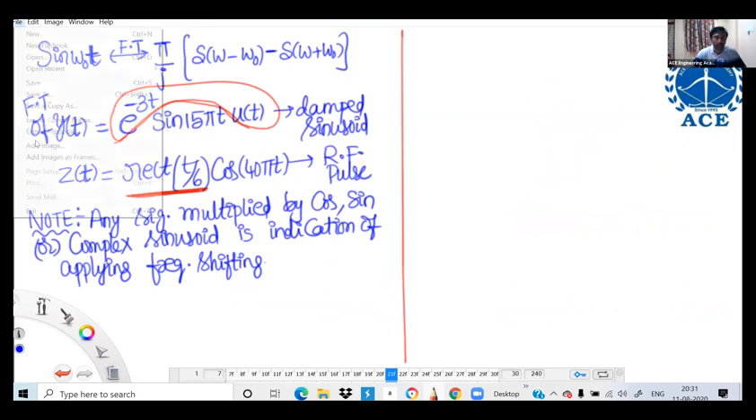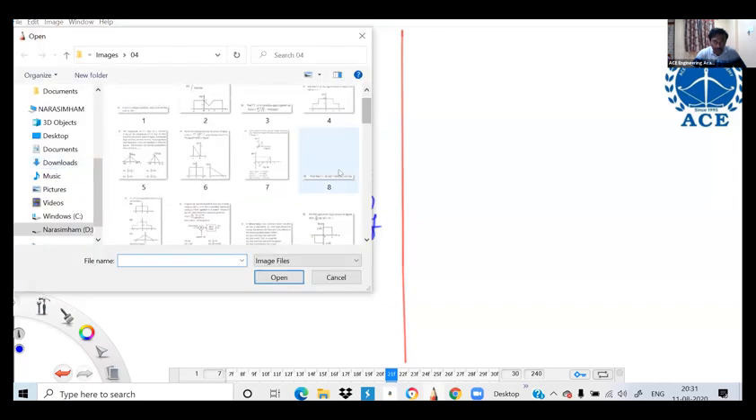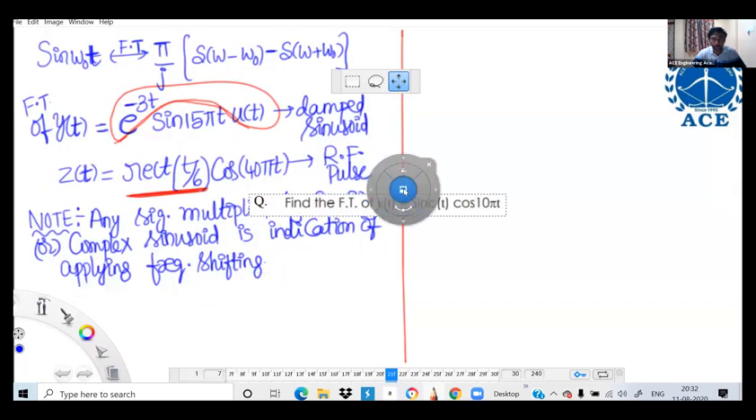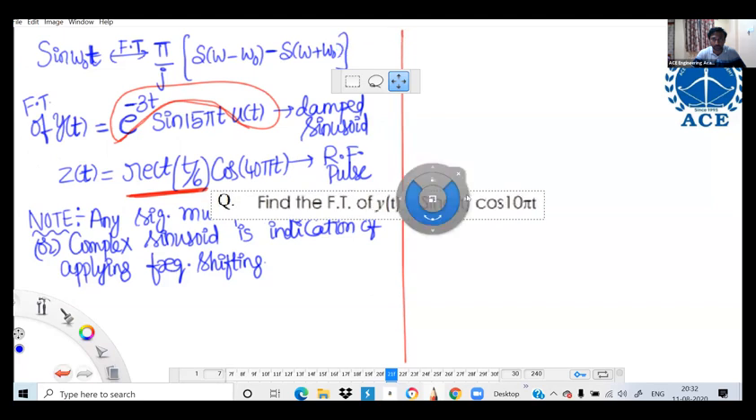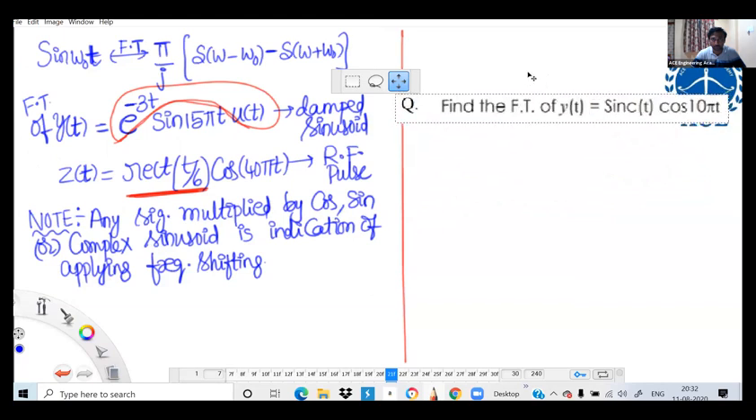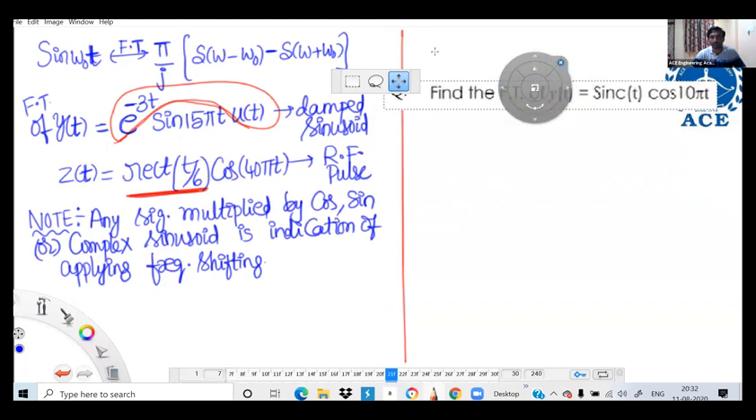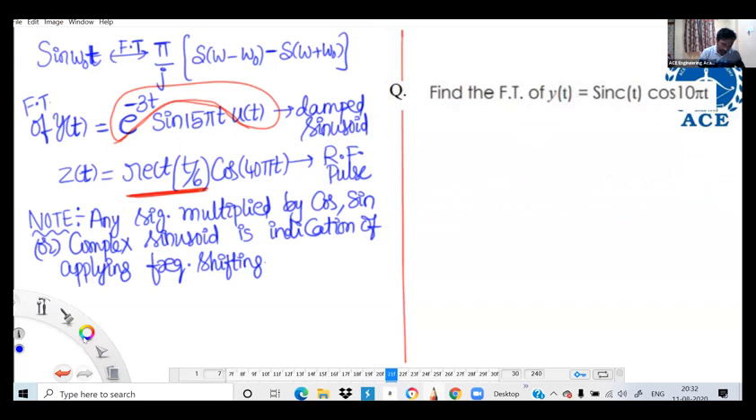Now you try one very simple question I will give. Please answer me this very simple example. We want the Fourier transform for sinc t into cos 10 pi t. See the right side thing. So just now what you have stated, sir.